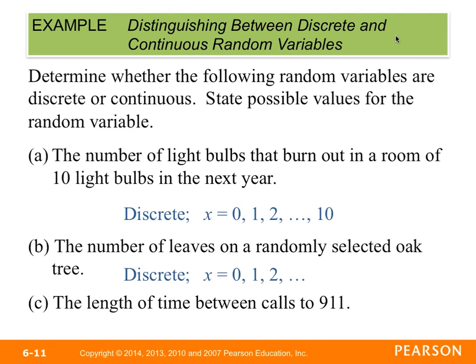And the length of time between calls to 911, this is going to be continuous, where time is greater than 0, meaning it could take on any number from 0 all the way up to, I don't know, we don't really have an upper bound. My guess is there is some kind of upper bound since 911 is constantly receiving calls, but we can't put one on there because we don't know what that is. But it can take on any values in that range, not just whole numbers.